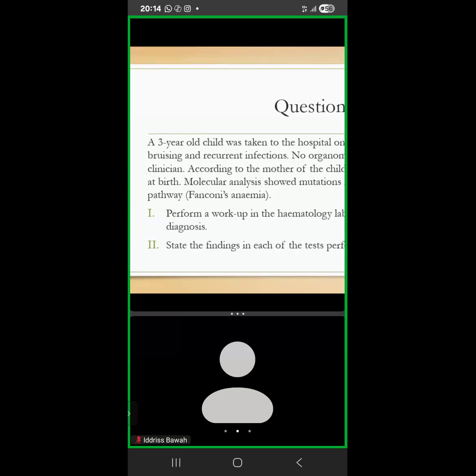After that, what do we do next? Because we are doing a workup. After peripheral blood film, what do we do next? Bone marrow aspirate or trephine. In aplastic anemia, the bone marrow is hypoplastic. In MDS, it is hyperplastic. In PNH, it is normoplastic. So we are making out the differences.